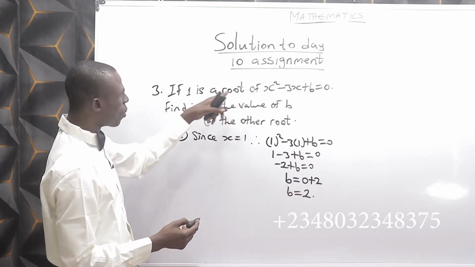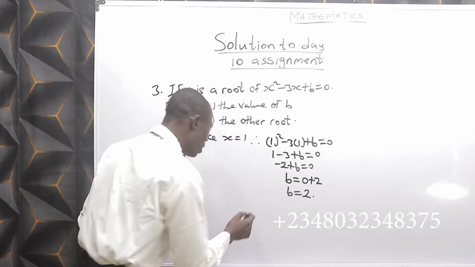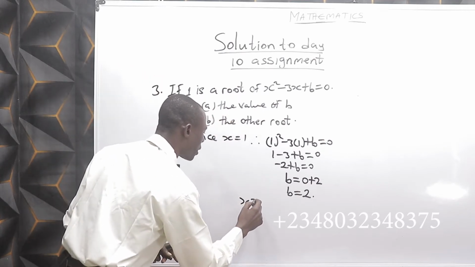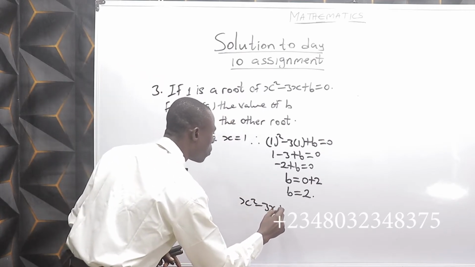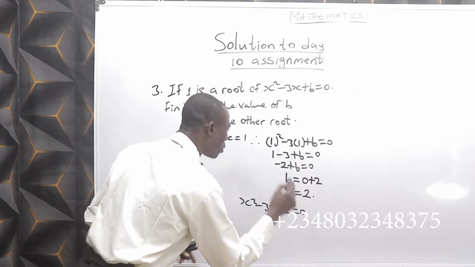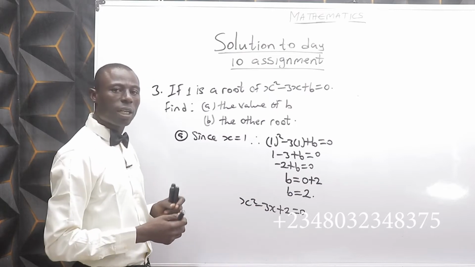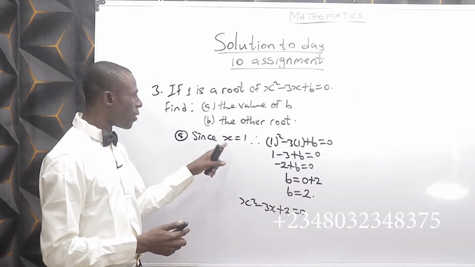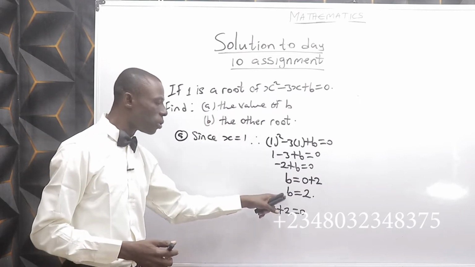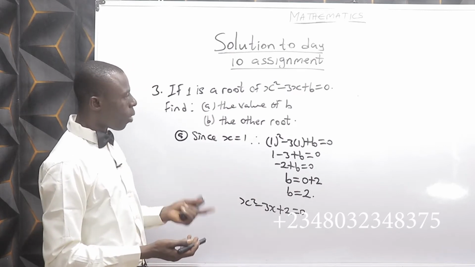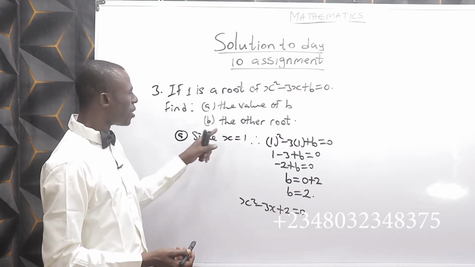So the quadratic equation given to us is therefore x squared minus 3x plus 2 equals 0. You can now see the real picture of the quadratic equation given to you. So by this you have answered question A, the value of b, which is 2. What next? We are to find the other root.